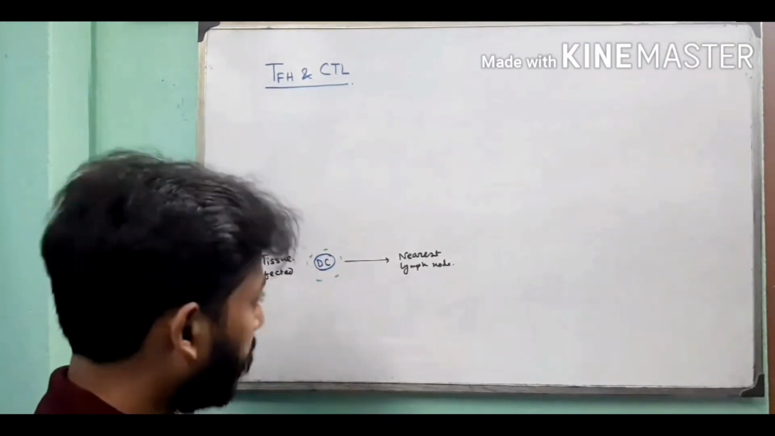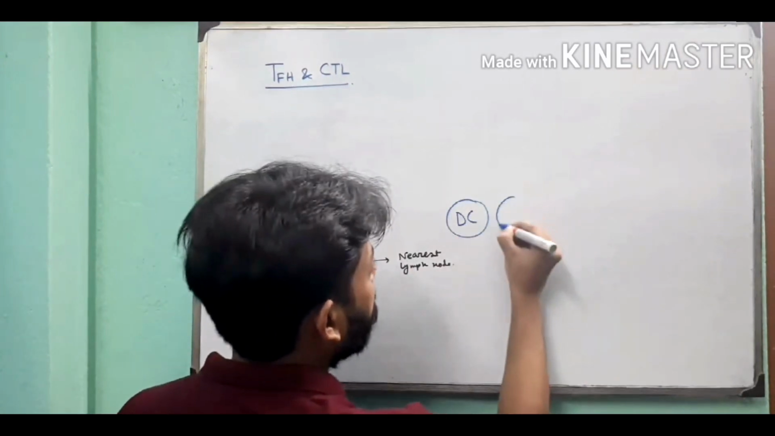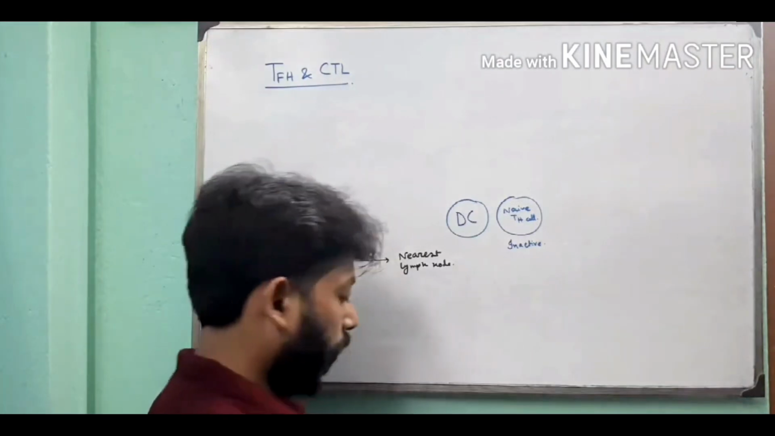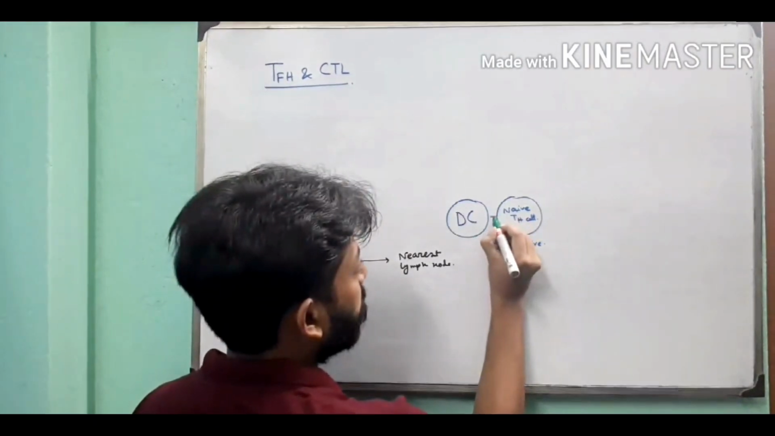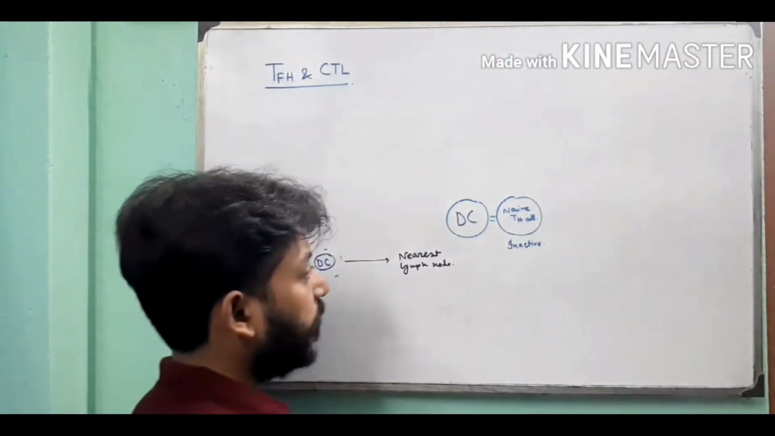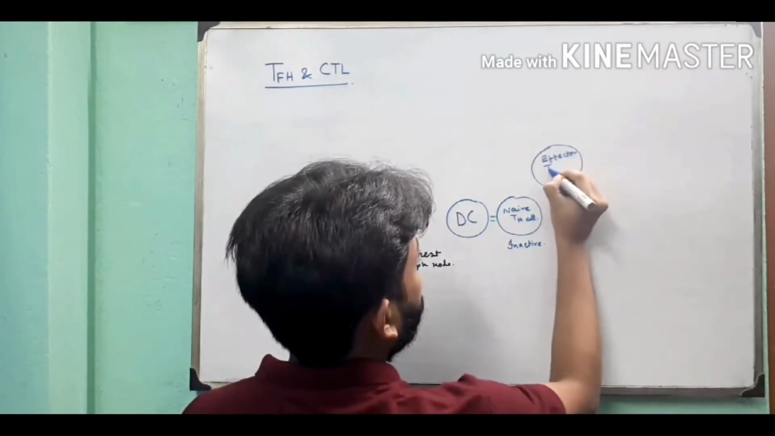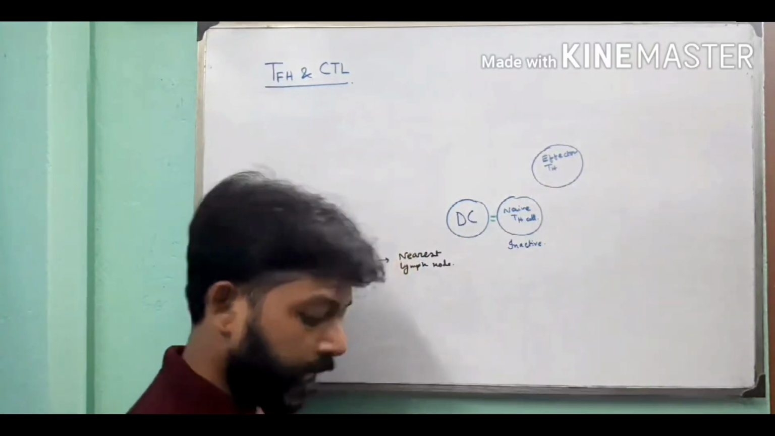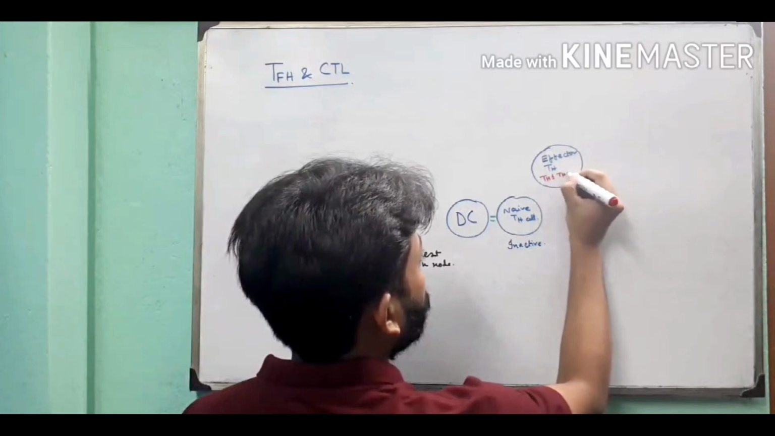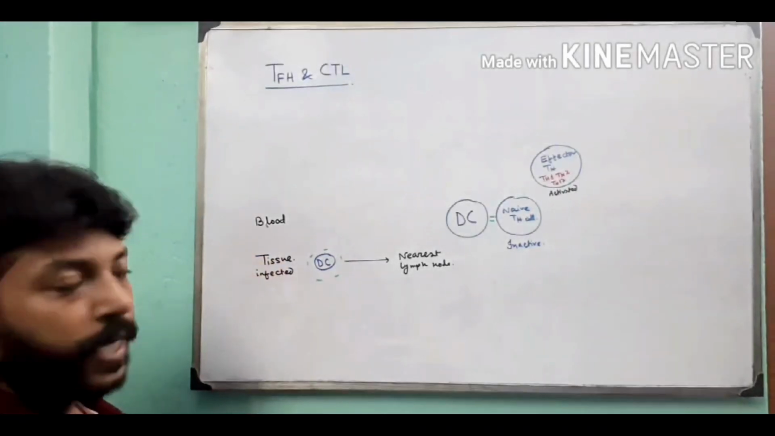What happens here? The dendritic cell activates naive T cells. This is a naive T cell. This cell is inactive, and when it interacts with the dendritic cell, it becomes activated, and these activated cells are called effector T helper cells. This effector T helper cell could be TH1, TH2, TH17. And there is another route, that is blood.